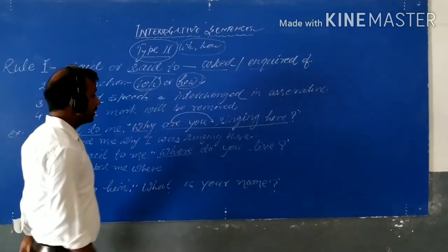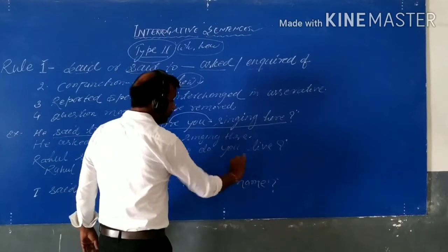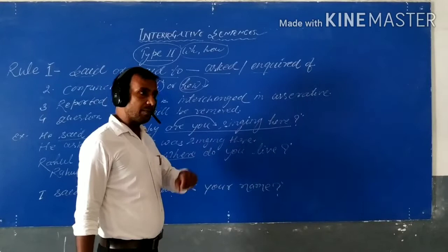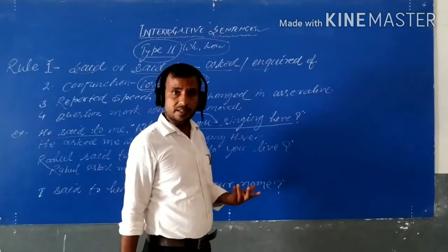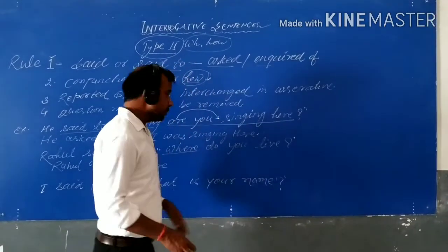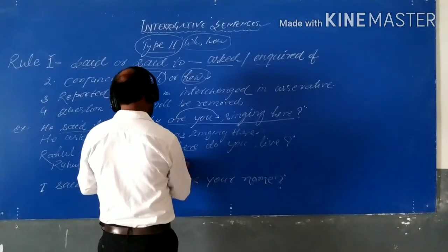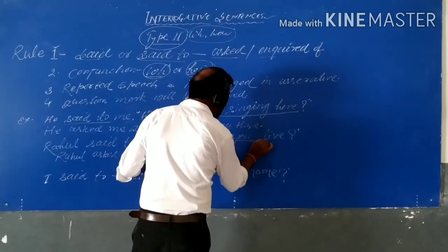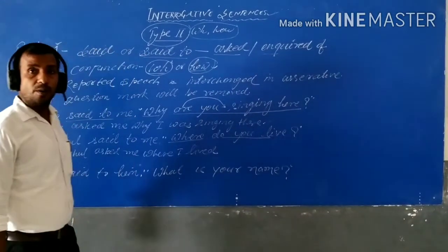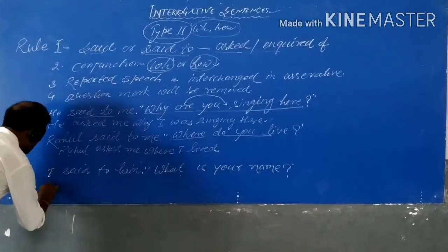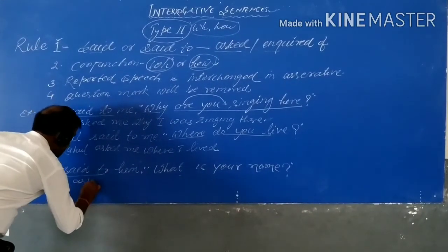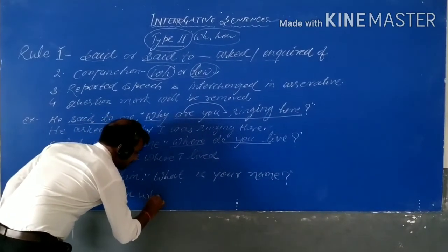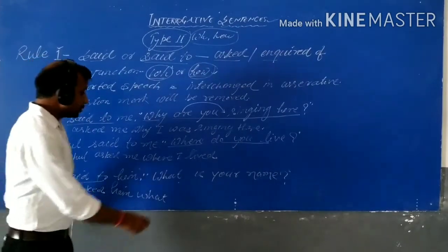That means "where do you live?" "Do" will be removed because in the present indefinite, whenever the interrogative of present indefinite is changed into assertive, then "do" or "does" is removed, and "you" will change according to "me", that means "I", and "live" will become "lived", because present indefinite is changed into past indefinite. Now "I said to" will change into "asked", "him", then "him" and "what". And now the rest of the sentence.